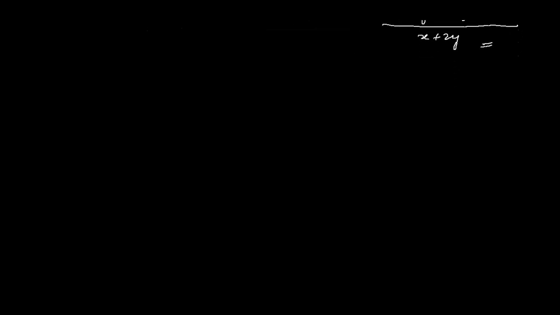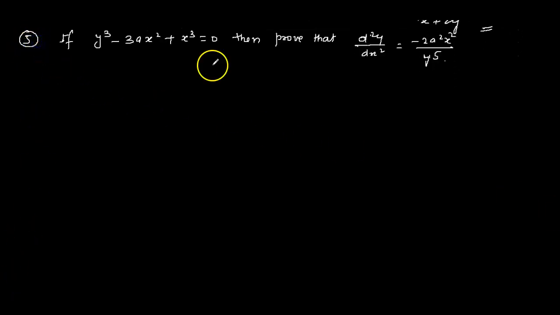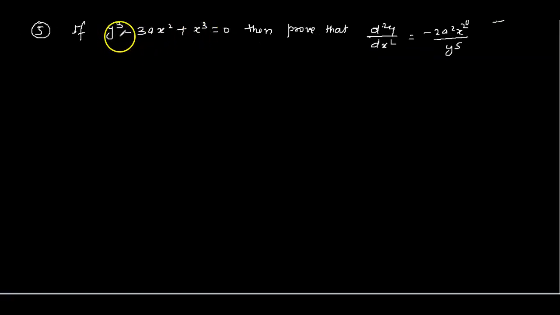Next question is, in this question given y to the power 3 minus 3ax squared plus x squared is equal to 0, and hence we have to prove this one. So this is the implicit function for the second order derivatives.